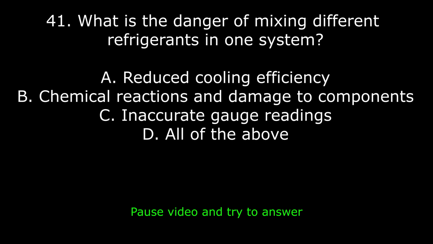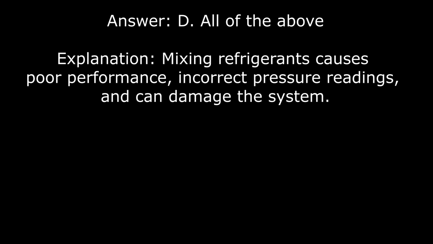41. What is the danger of mixing different refrigerants in one system? A. Reduced cooling efficiency. B. Chemical reactions and damage to components. C. Inaccurate gauge readings. Or D. All of the above. Answer is D, all of the above. Explanation: mixing refrigerants causes poor performance, incorrect pressure readings, and can damage the system.